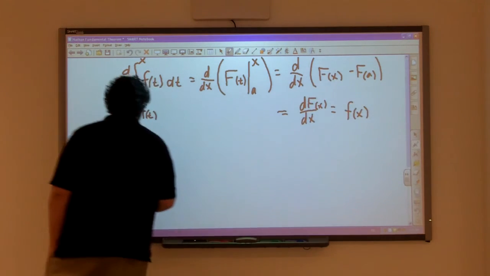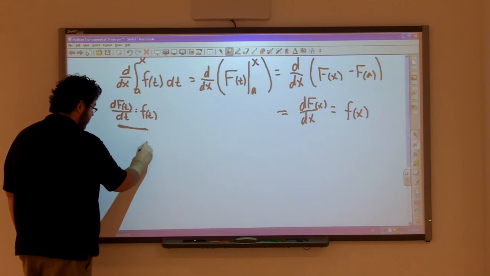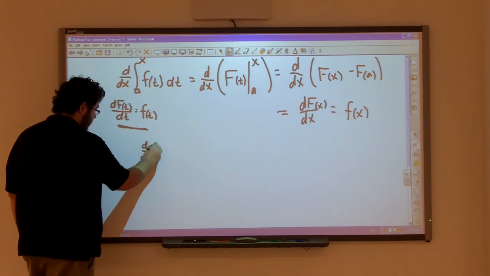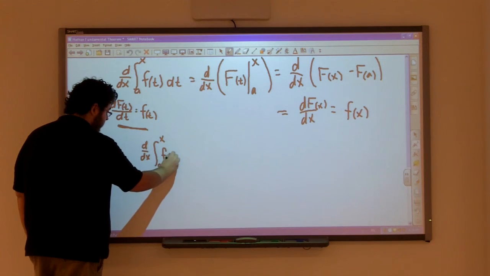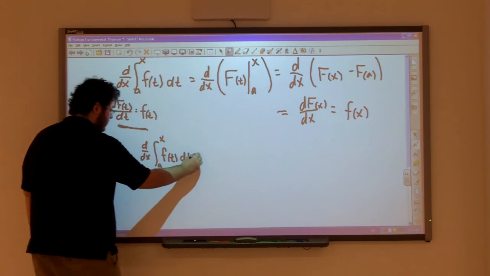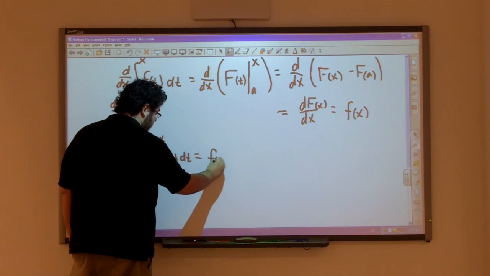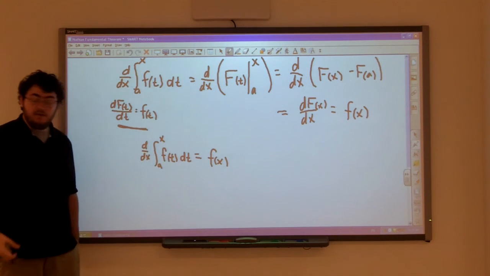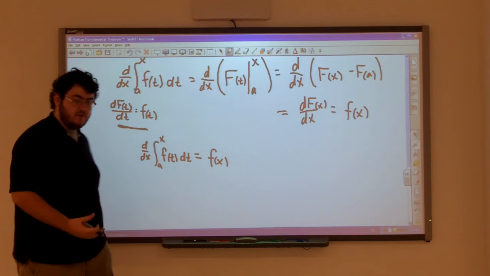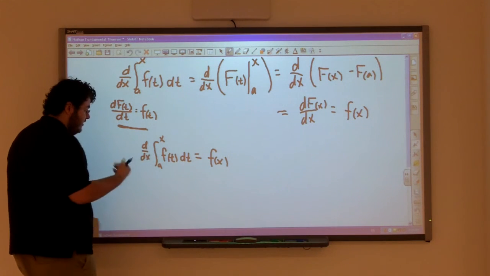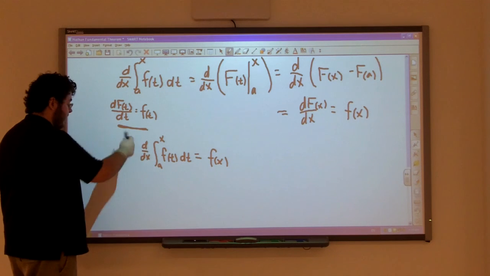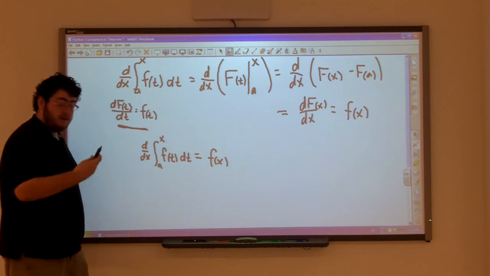So this is the other part of the fundamental theorem. The derivative of the integral does in fact give you back your function. They undo each other basically. They're almost inverse functions of each other. You can think of it like that. So this is another reason we call it an antiderivative. We apply the derivative to the integral and get our function back.